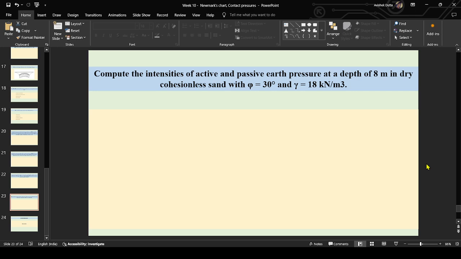Okay, anyway, I'll just give you the basics while solving this question. Compute the intensities of active and passive earth pressure at a depth of 8 meter in dry cohesionless sand with phi equal to 30 degree and gamma equal to 18 kilonewton per meter cube. Okay, so these are all the questions.